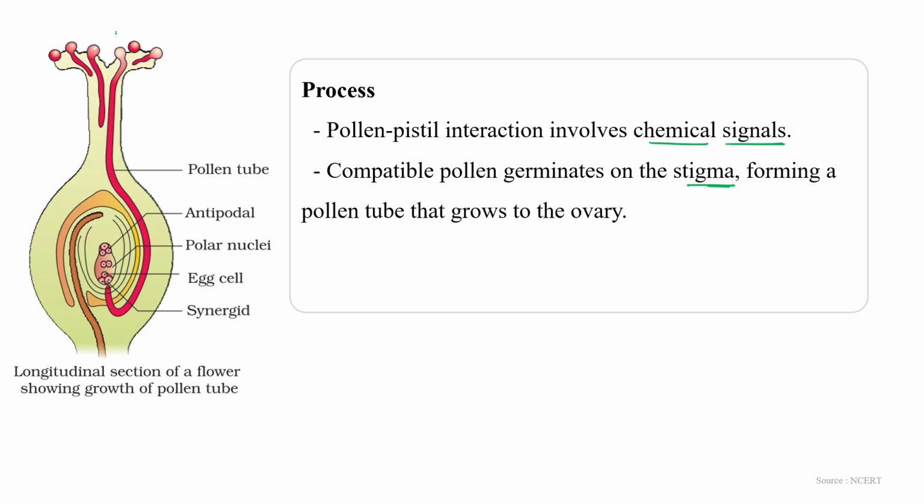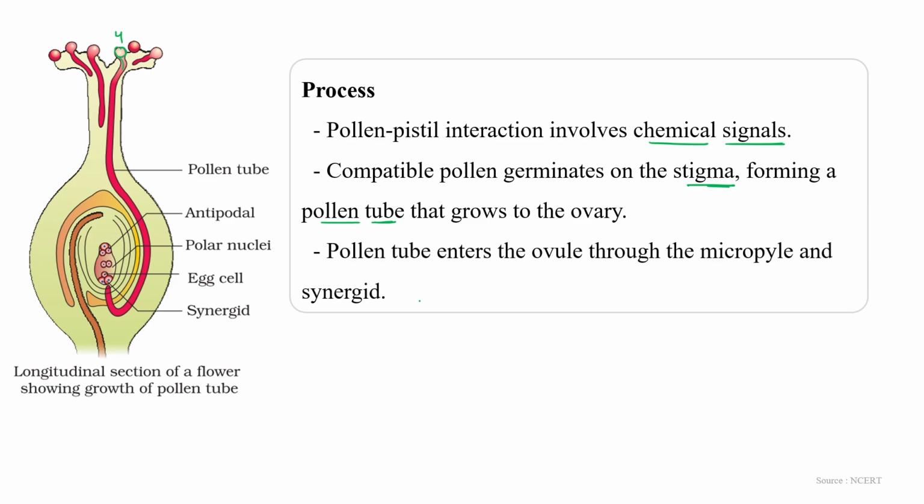Here, number four is the one found compatible by the stigma. This pollen is allowed by the stigma to germinate and grow a pollen tube towards the ovary side. The pollen tube enters the ovule through this region, which is known as the micropylar region and synergids. This is the synergids and this is the micropylar region.